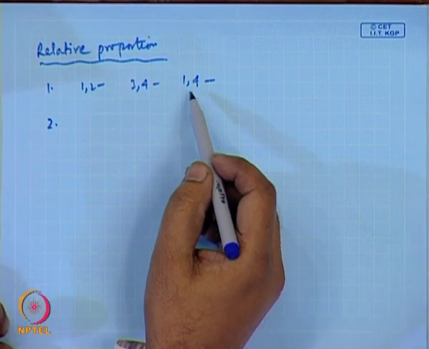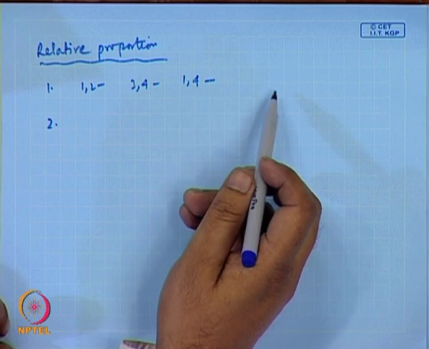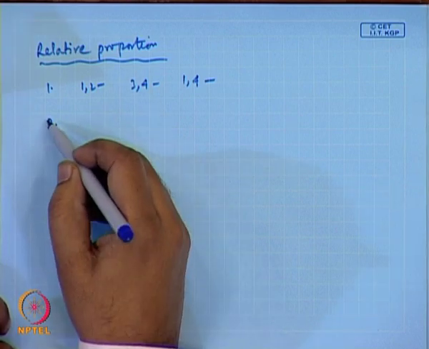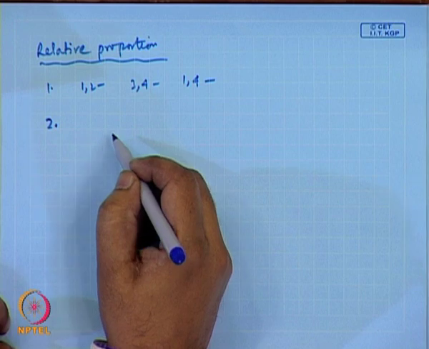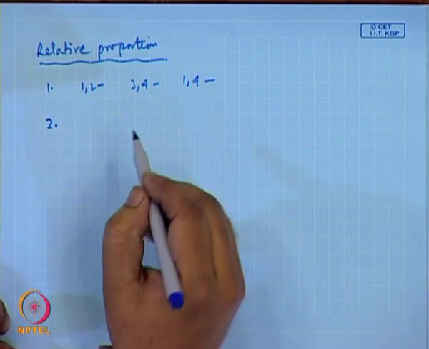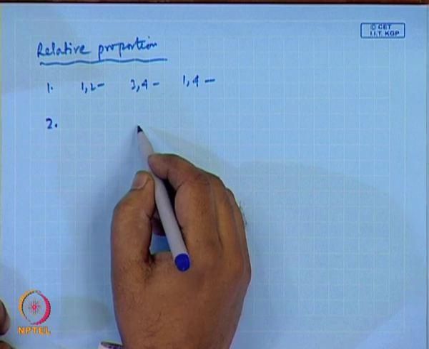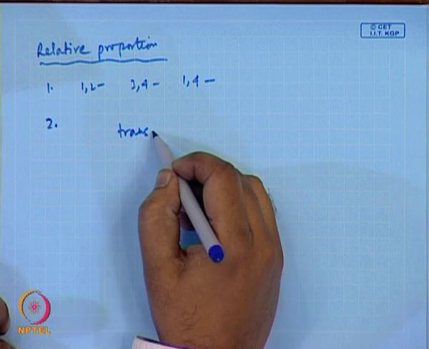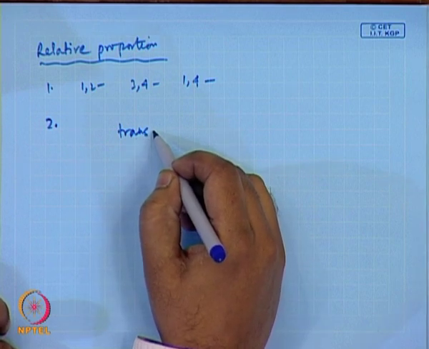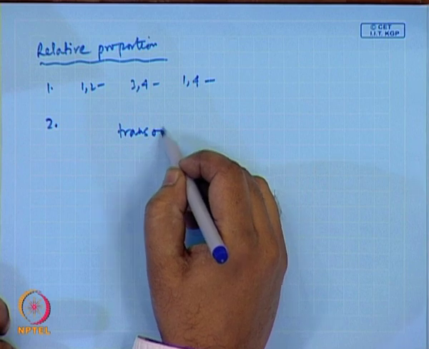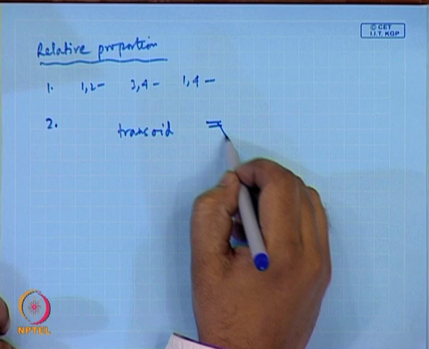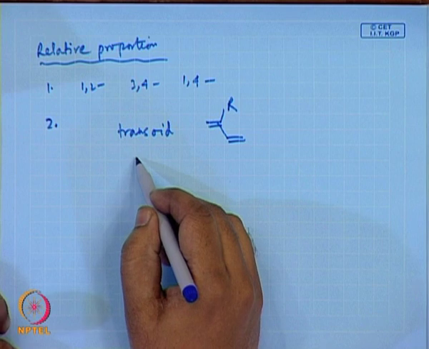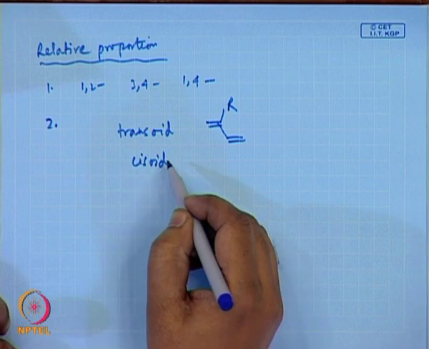Now, once you have a 1,4 addition, between cis and trans, if you just consider the possible structure of the monomer itself, you can think of two types of spatial arrangement. One is transoid, where these two double bonds are in trans, and one is cisoid.